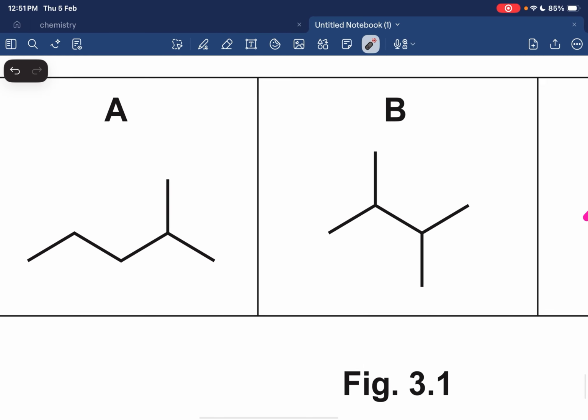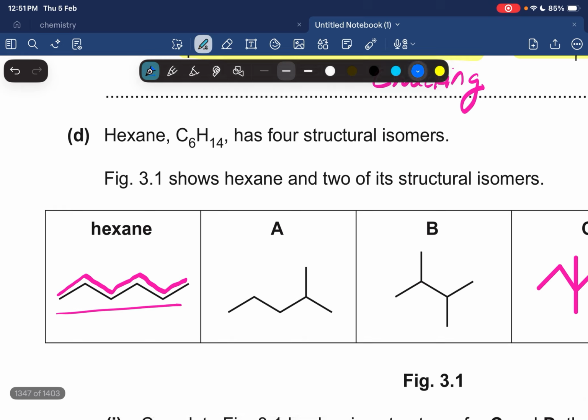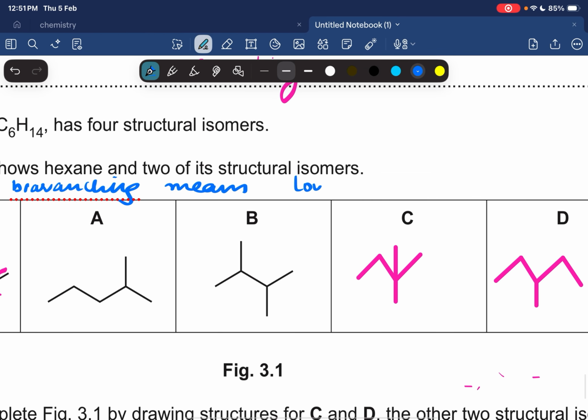After that, we're going to look at the branching. The more branching you do, the lower your melting point gets. So I'm going to write over here, more branching means lower melting point. So over here, I can see that I have a single branch.